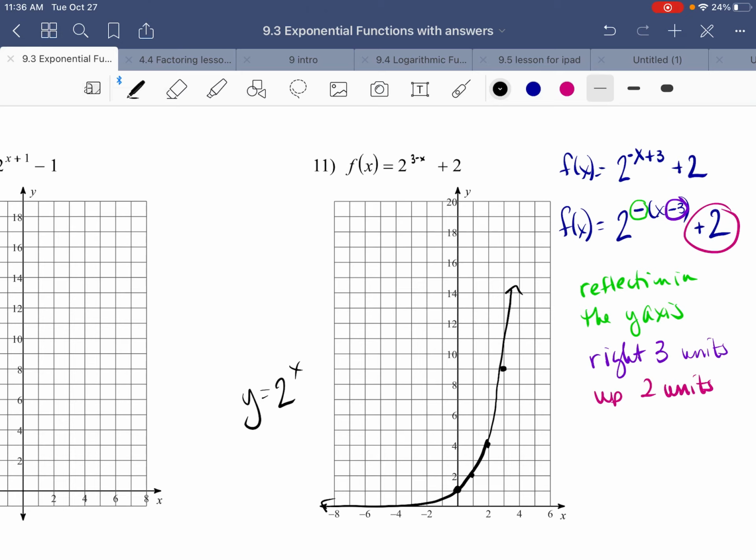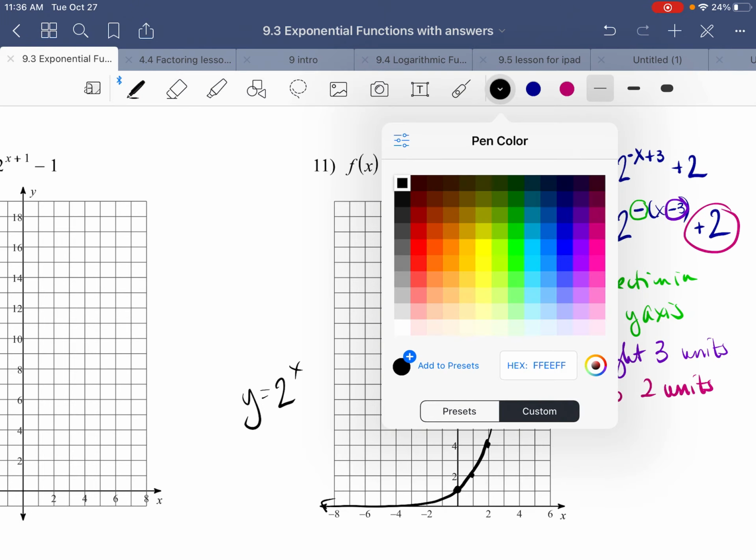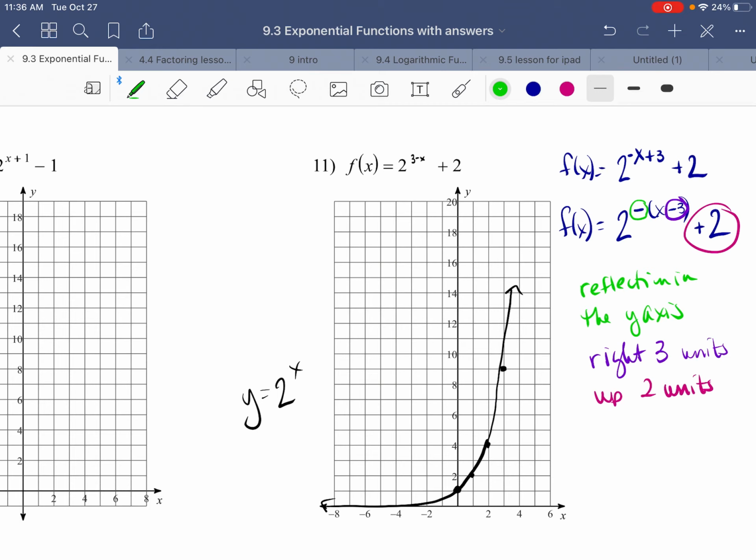So then we can do a reflection in the y-axis. All those points get switched to the opposite side of the y-axis. And then we also need to move them right 3 and up 2. So I'm going to try to do those all in one step. So this one gets reflected over here, and then I'm going to need to do right 3 up 2. So right 3 up 2.